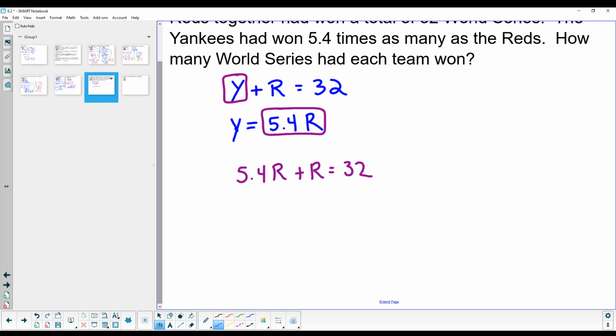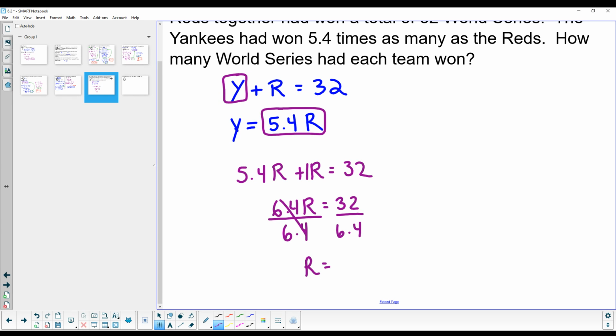Now, when you go to combine your like terms here, 5.4r plus r, that's like a 1r. So add their coefficients. So 5.4 plus 1 is 6.4. Now, even though it's a decimal, solve it the same way. Don't freak out because it's a decimal. Divide by 6.4.